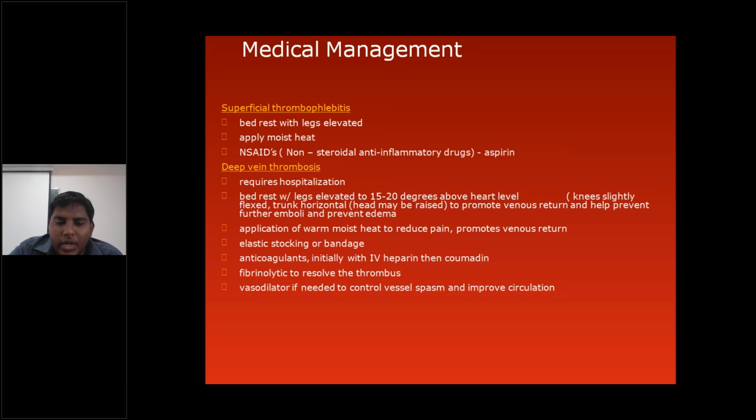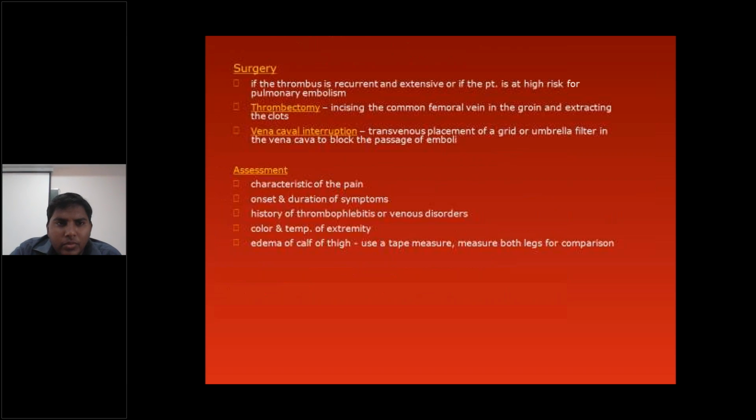To disrupt the thrombus, you could use fibrinolytics. Because of the stenosis of the vein, you could use vasodilators. If it is life-threatening, in severe cases of complete venous occlusion, there is surgery. And prophylactically, in patients who are at high risk of pulmonary thromboembolism, you could place a vena cava filter such as the Greenfield filter. The purpose of this filter is that it prevents embolization into the heart and lungs.